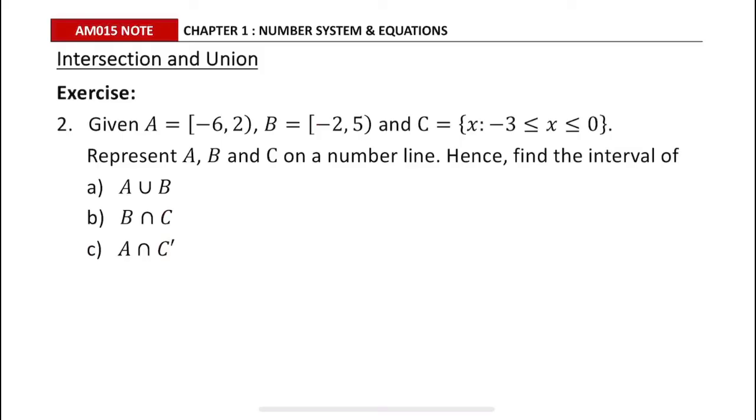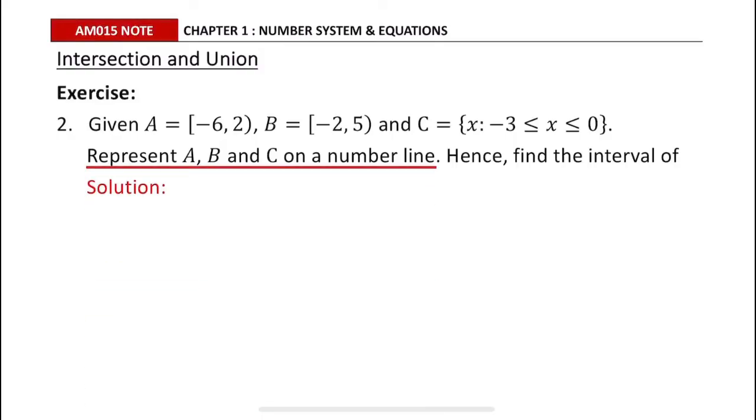The question is, given interval A is -6 to 2, B is interval -2 to 5, and C is x greater than or equal to -3 and less than or equal to 0. Represent A, B, and C on a number line. Hence, find the interval of A union B, B intersect C, and A intersect C prime. Before we answer questions A until C, we must first represent the intervals on a number line. So, draw the number line first with all the endpoints in ascending order. There are 6 endpoints there, and you have to arrange them from the smallest value to the largest value. Then, draw the representation for each of the intervals and label it.